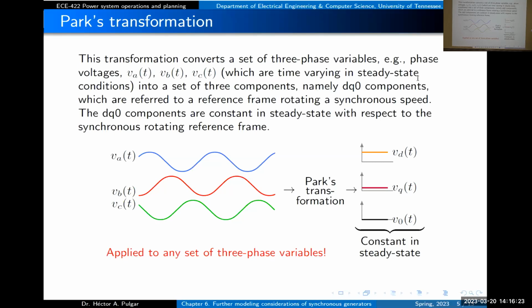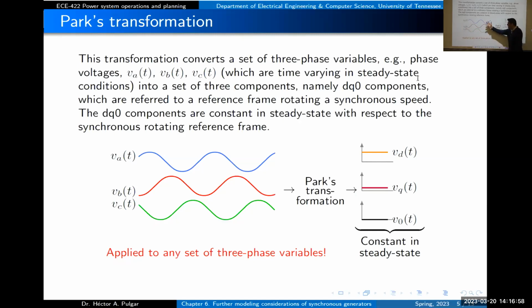So what is a Park transformation? Basically, we're trying to transform these sinusoidal signals. They don't need to be voltage. It can be voltage, current, flux, or any set of three-phase signals. Here in the drawing, I put voltage, but it can be anything. So you will have a voltage in phase A, B with the same magnitude but shifted 120 degrees, and C with the same magnitude but shifted another 120 degrees. That's the set of signals that we will have.